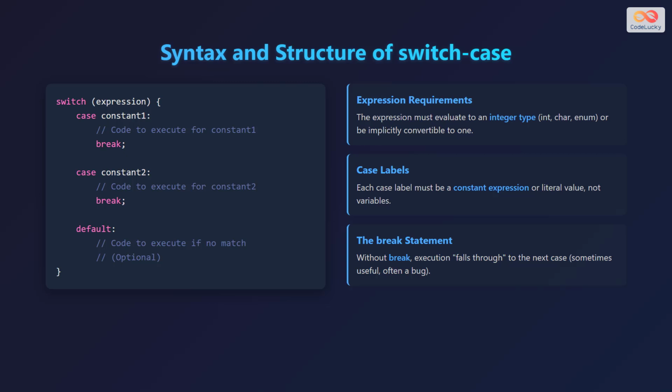Now, let us talk about expression requirements. The expression must evaluate to an integer type, such as int, char, or enum, or be implicitly convertible to one. Each case label must be a constant expression or literal value, not variables. Without break, execution falls through to the next case, sometimes useful, often a bug.